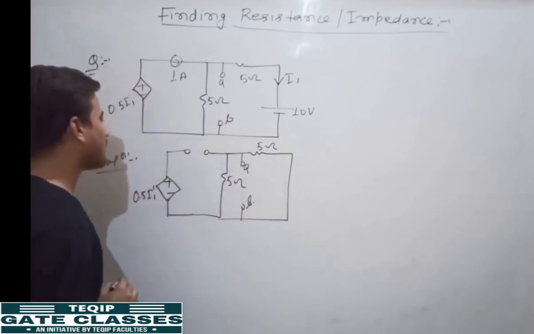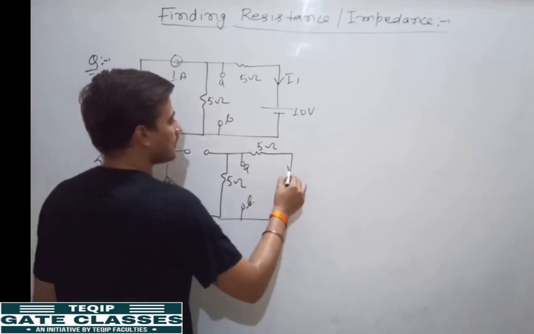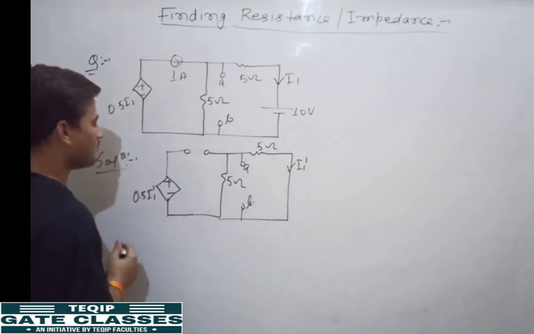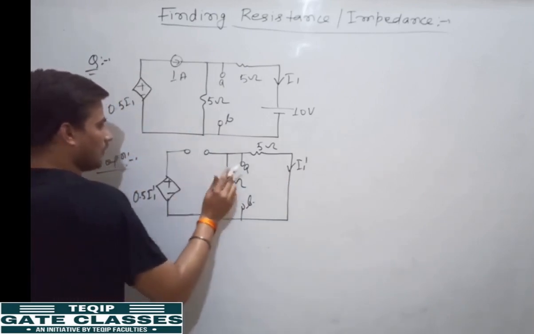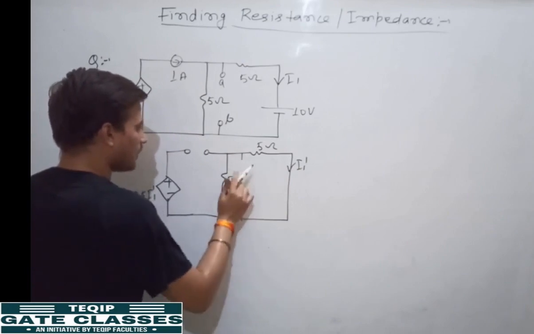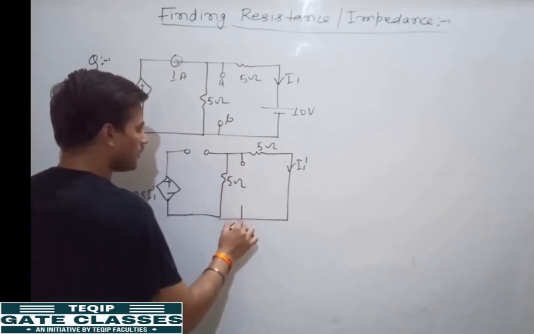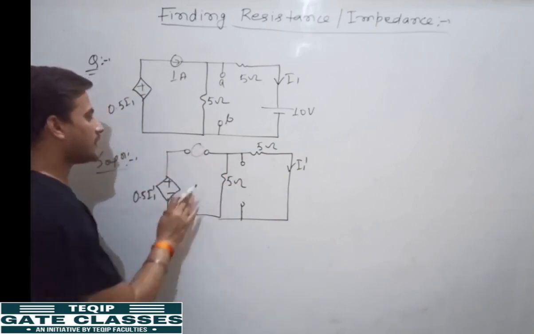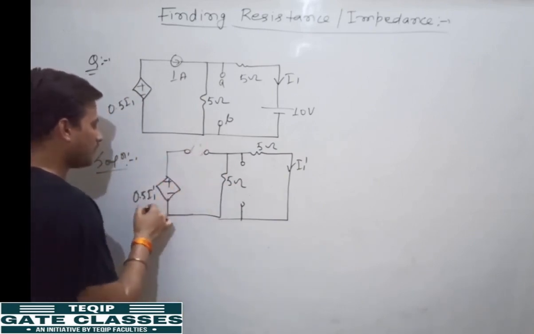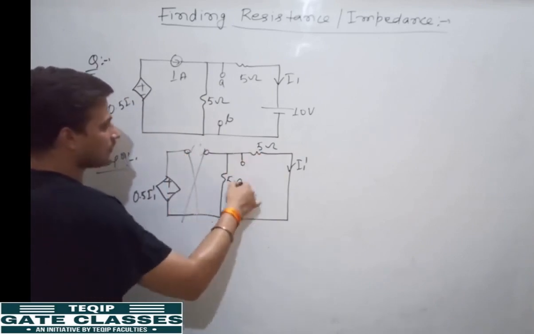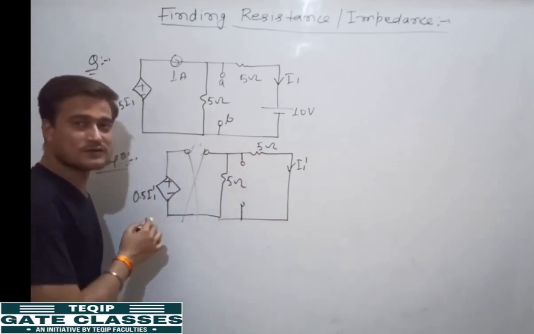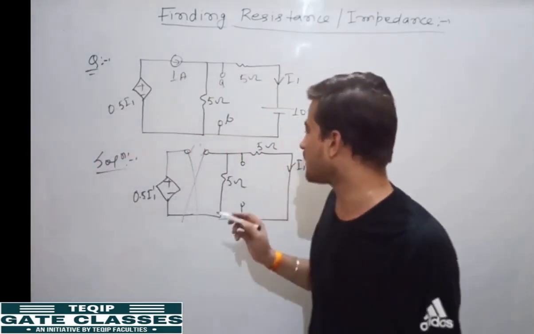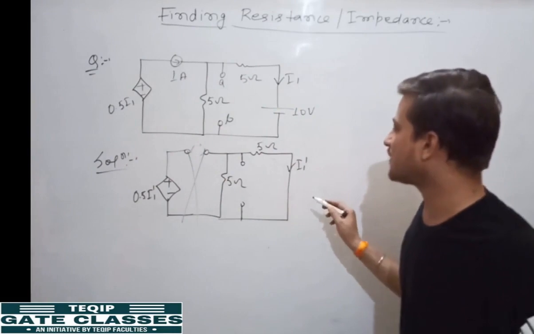So now what happens? Here is the current I1 dash. Now what do you see? You see one thing. Now what will you do? Here you no need to place a battery, because you see that this current source is deactivated. That means now this dependent source has no connection with this circuit. So if this dependent source has no connection with this circuit, then the equivalent resistance will be what?